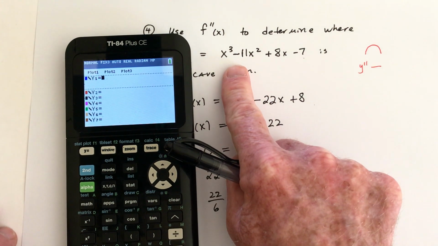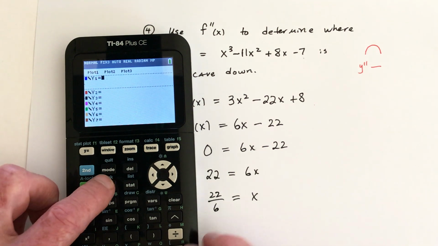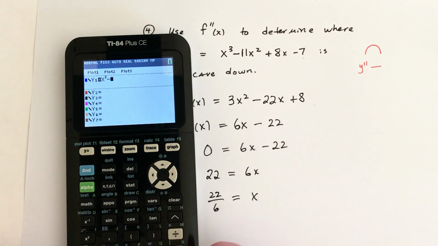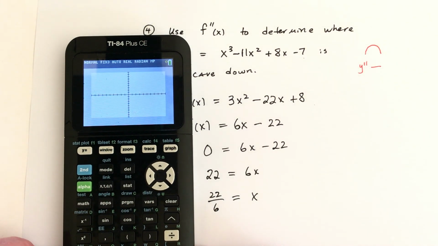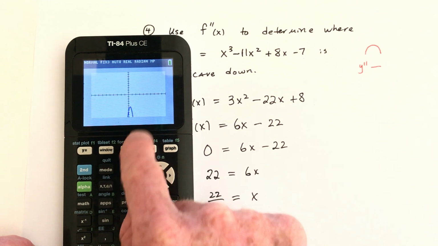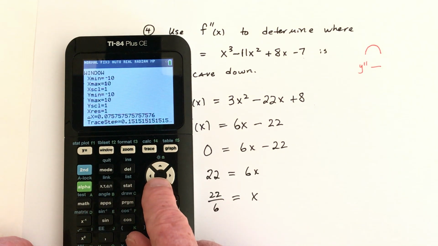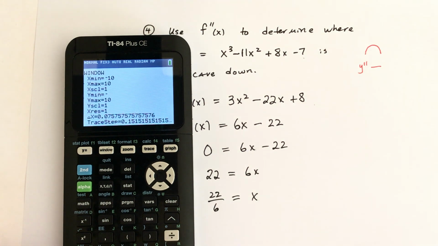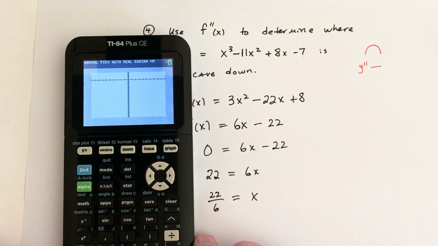So I'll graph the original function. X cubed minus 11x squared plus 8x minus 7. And then zoom standard. And hopefully I'll be able to see the whole graph, which I cannot. So the graph is actually down here. I need to have more negative y values. So how about if I guess negative 50? And then, oh, I could almost see the whole thing.